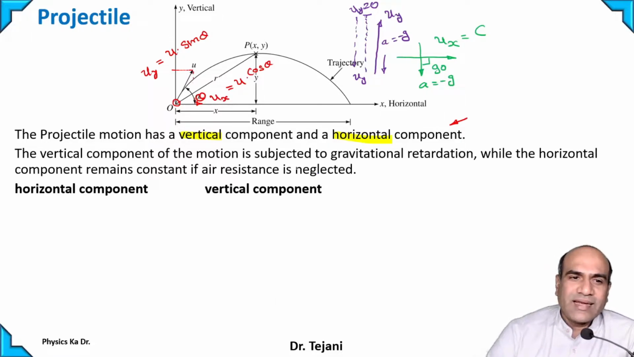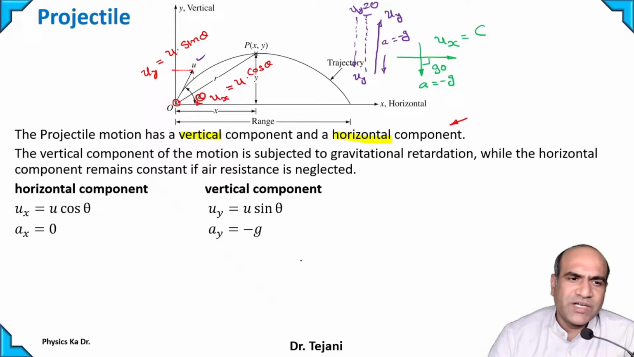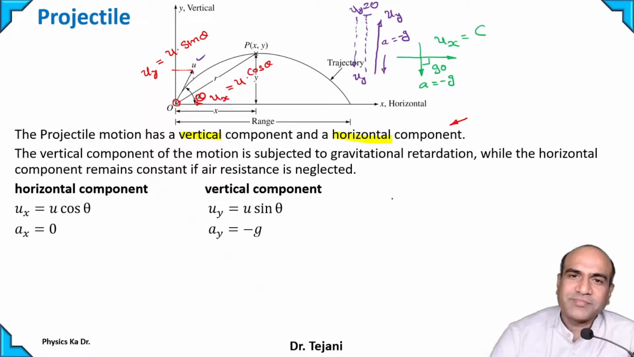So here, let's have the horizontal component and the vertical component. We did first for u: the horizontal component is u cos theta, and the vertical component is uy equal to u sin theta. Then we studied acceleration. Horizontal acceleration is 0 and vertical acceleration is minus g. Yes or no? Of course.